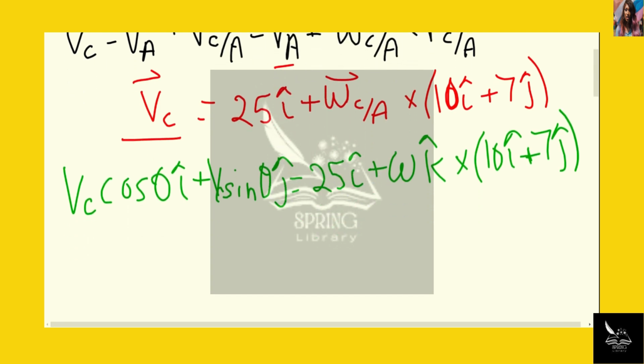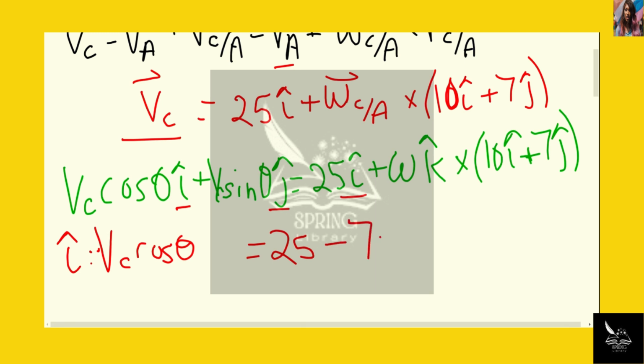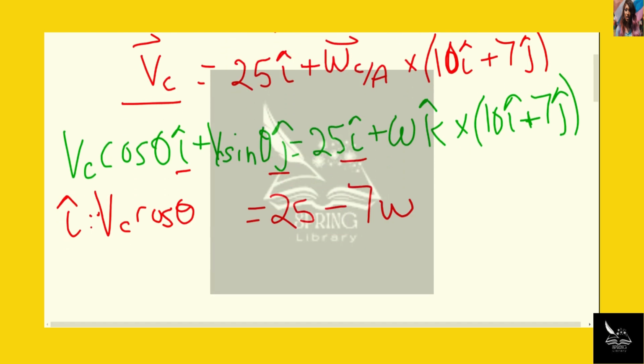Now, you might be able to see this already, but there are actually two equations within this because of the I hat and J hat designators. The K and the I and the K and the J cross with each other to yield I's and J's as well. So for the I hat equation, VC cosine theta is equal to 25. And K cross J is actually negative I, so we'll add that in here, and that's minus 7 omega. That's our first equation.